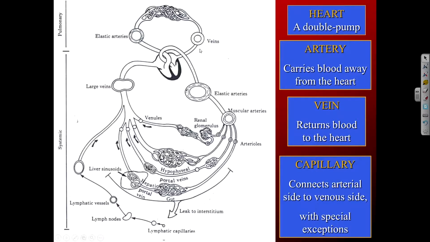So what this means is that the oxygen content of arteries and veins is reversed in the systemic and the pulmonary system. So in the systemic arteries, it's oxygenated. In pulmonary arteries, it's deoxygenated. In systemic veins, it's deoxygenated. In pulmonary veins, it's oxygenated.